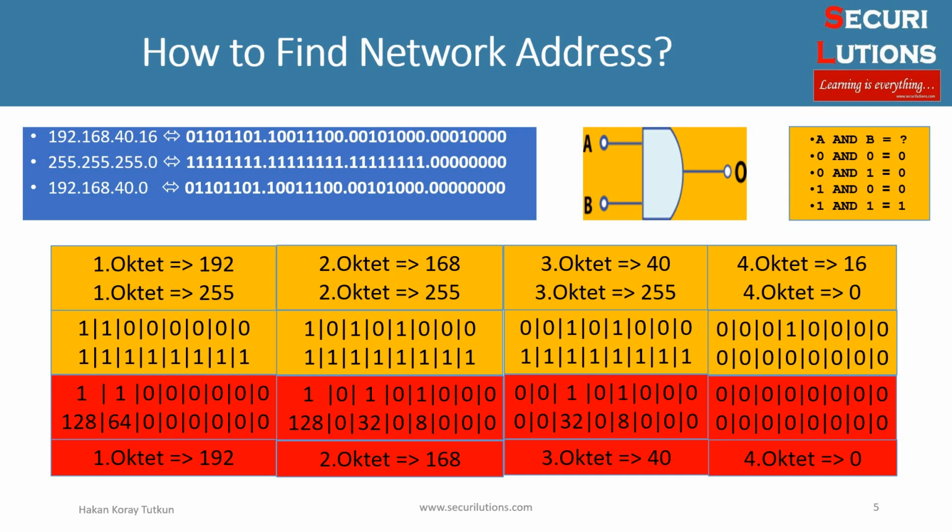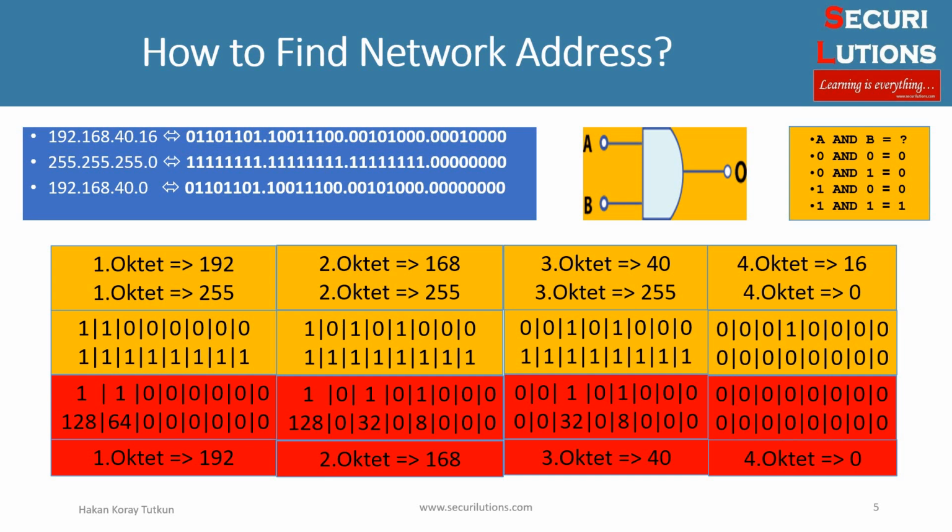The octets which make up the IP address and subnet mask are processed with logical AND. 192 with 255, 168 with 255, 40 with 255, and 16 with 0 are processed with each other with the logical AND gate. These operations are done with bits and assume that 1 is true and 0 is false. Here is a truth table for the logical AND operator with 1 and 0. If A is false, B is false, then false and false is false, which means 0 and 0 is equal to 0.